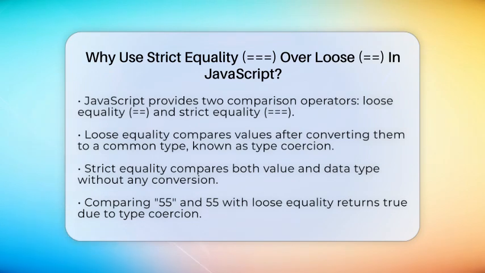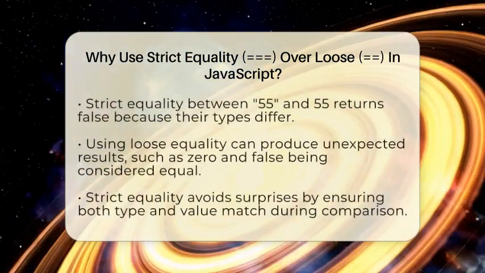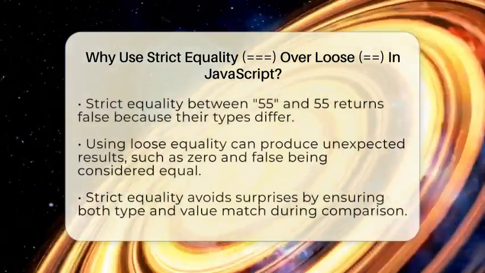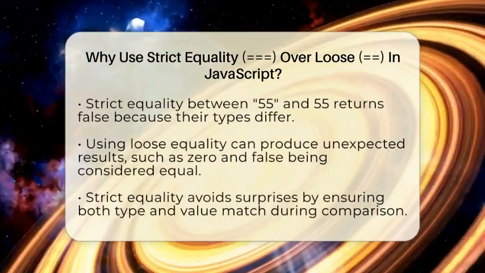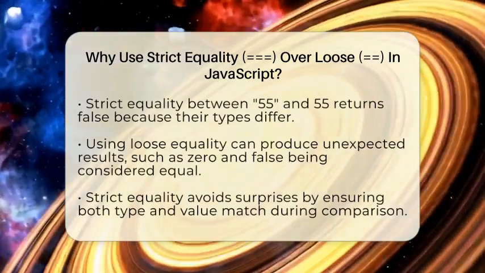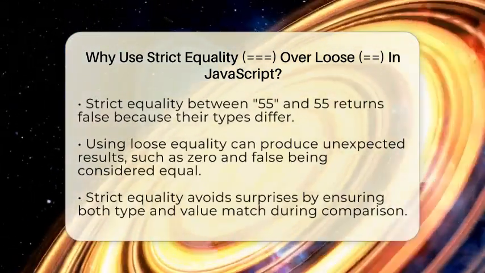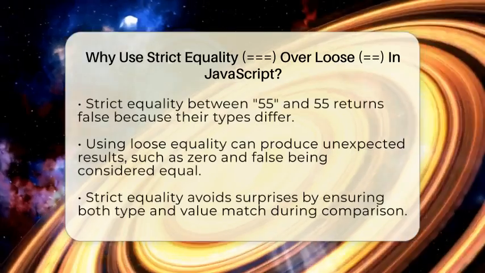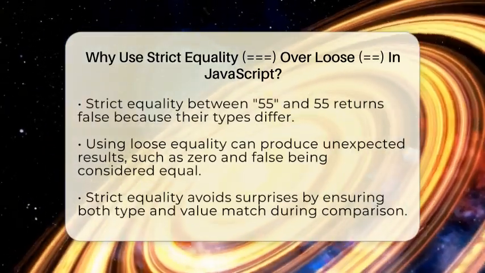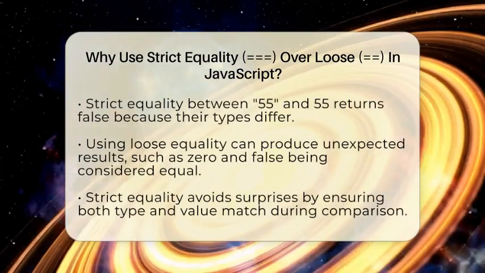For example, if you compare the string "55" with the number 55 using loose equality, it returns true. That's because JavaScript converts the string "55" into the number 55 before comparing. On the other hand, strict equality checks both the value and the data type without changing anything. So, comparing "55" with 55 using strict equality returns false. This is because one is a string and the other is a number.